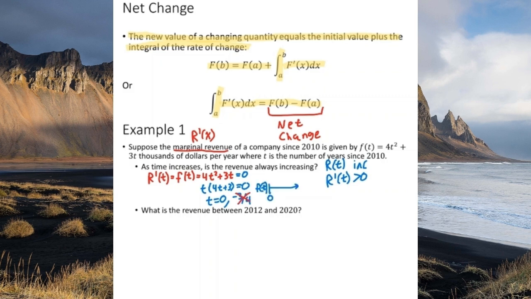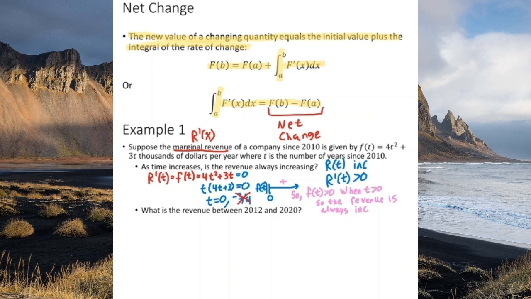Making our sign chart for f of t, which is r prime of t, we only care about values that are 0 or larger. If we take a value bigger than 0, plug it into our f of t, we get a positive value. So from here, we can conclude f of t is greater than 0 when t is greater than 0, so the revenue is always increasing.